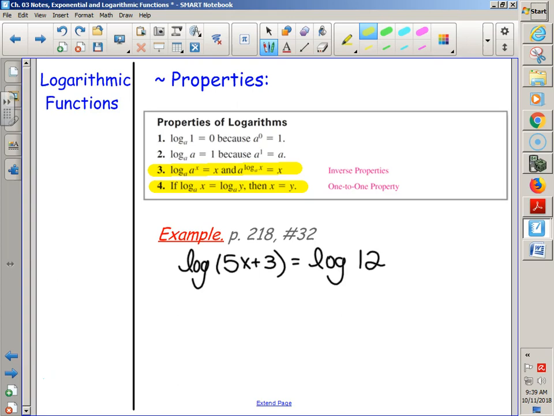Number 2 is just letting us know whenever you have a log base a of a, it's like log base a of a to the 1. So everything is undone but the 1. Everything's undone but the power.